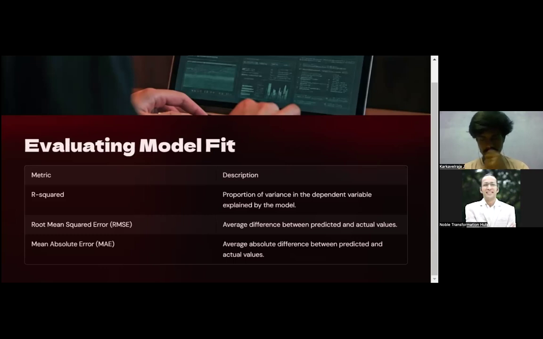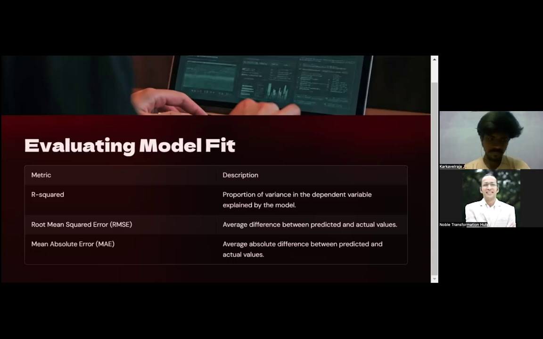Whatever is predicted and the actual value, it is going to find the difference between the predicted and actual value. Okay, so mean absolute error, MAE, is the average absolute difference between predicted and actual value.